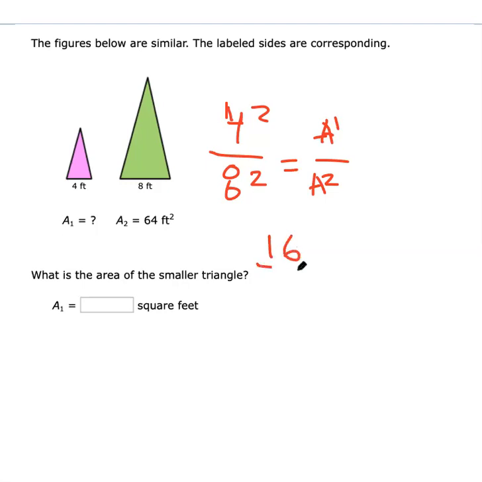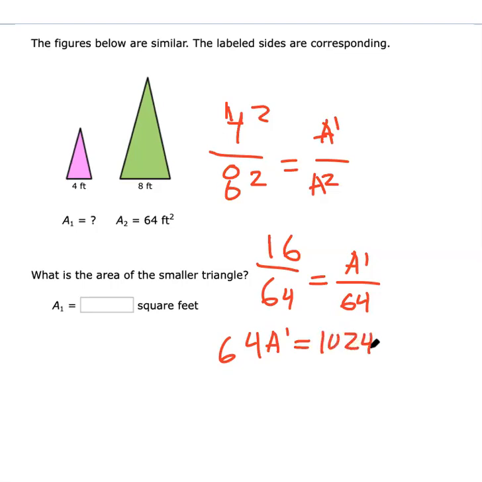So next I'll go 16 over 64, solving for A1, and 64 on the bottom. I can cross multiply that if I like, or use the common denominator. Cross multiplying here would give me 1,024. And then I'm simply going to divide 64 to both sides.